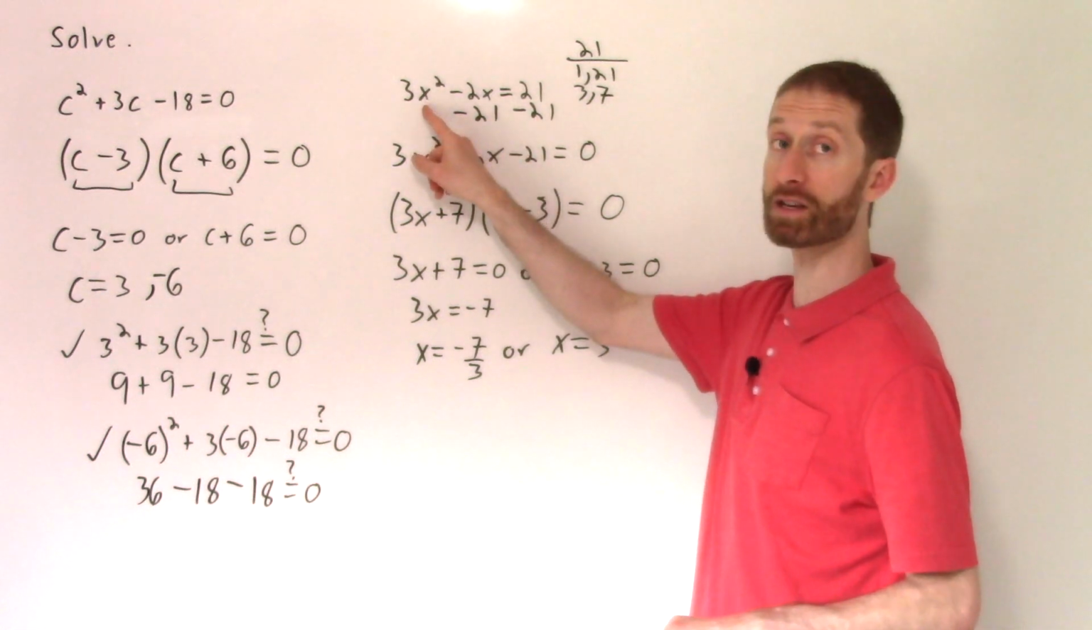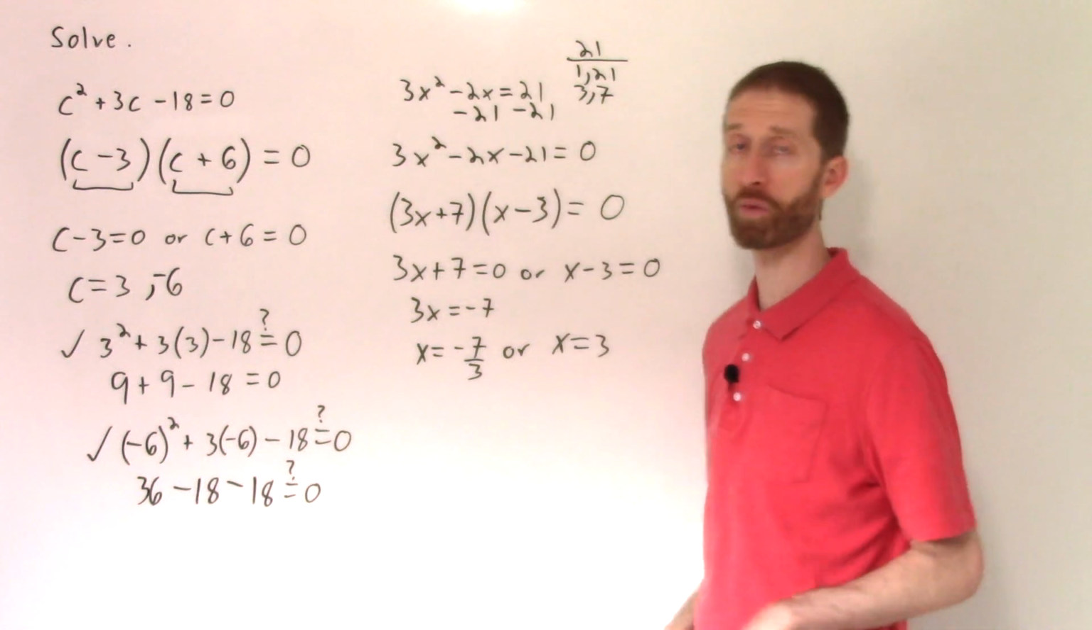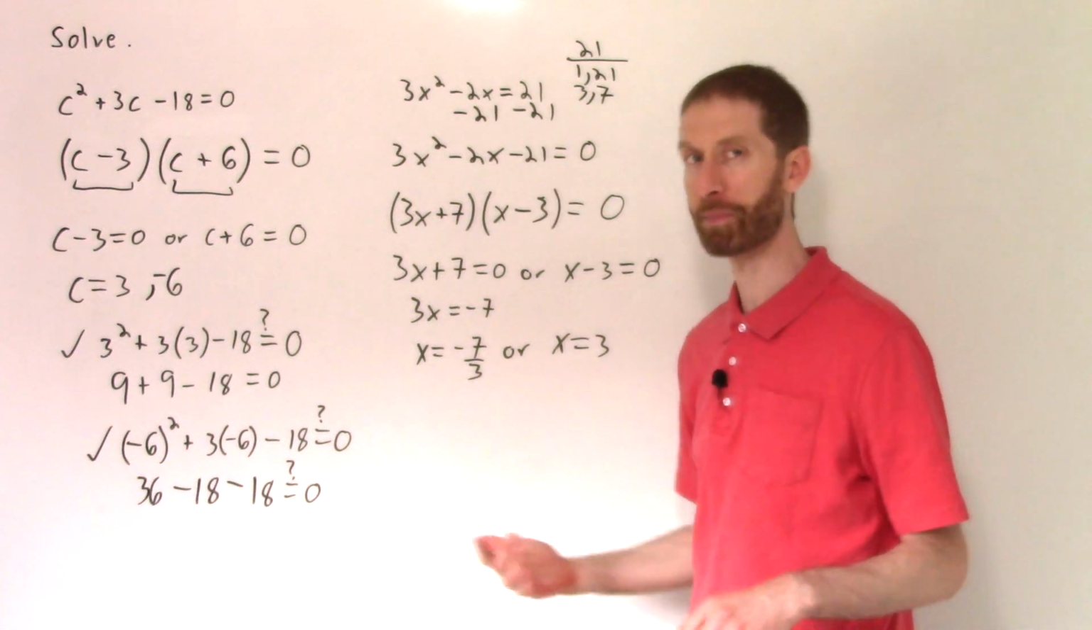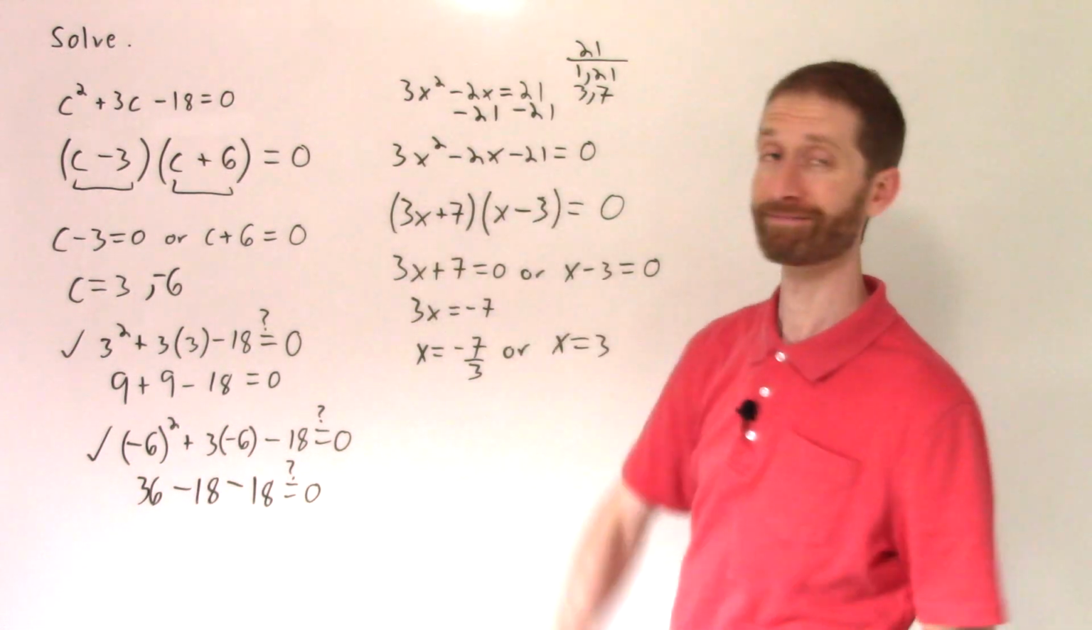Again, we could check our answers by plugging in both into the original equation. If I plug 3 into here, I do end up getting 21. And as nasty as that is, if I plug negative 7 thirds in for x, I get 21.